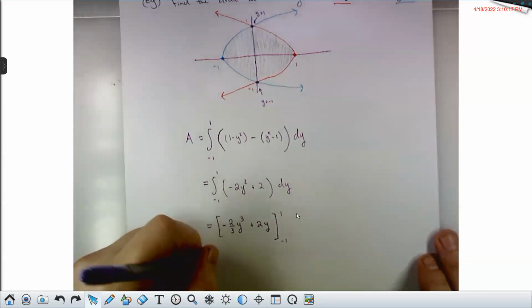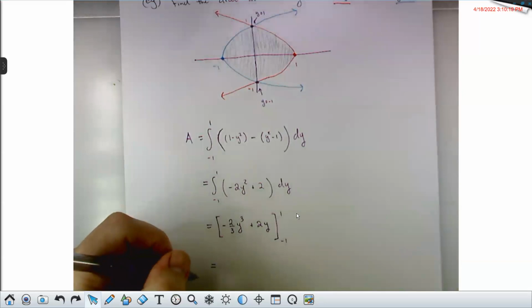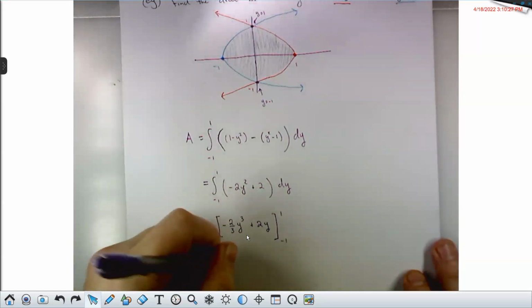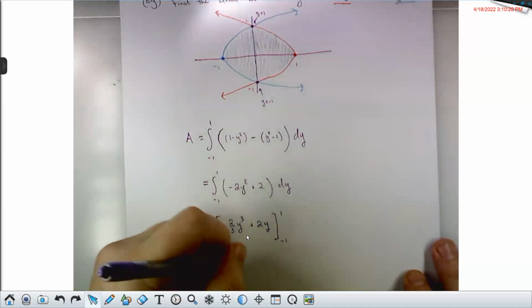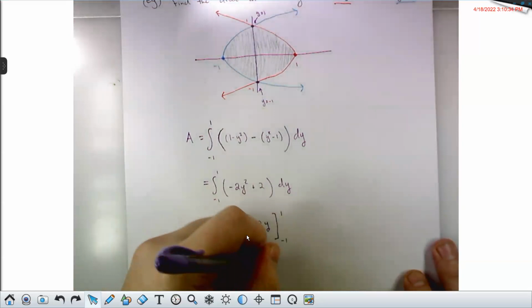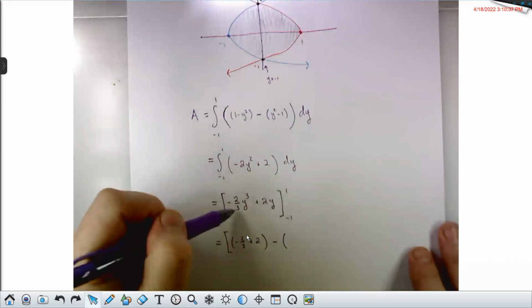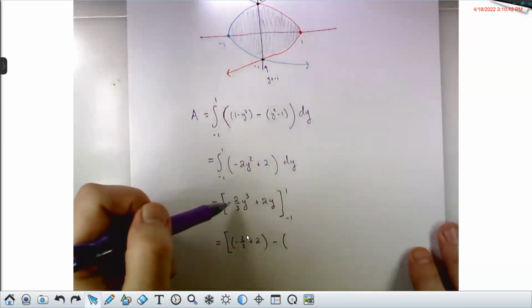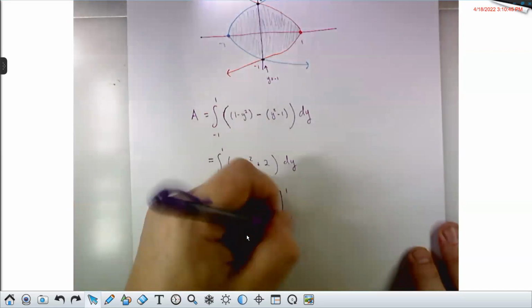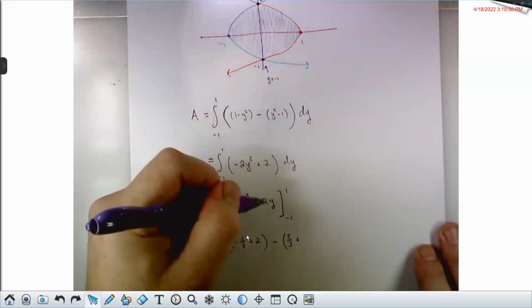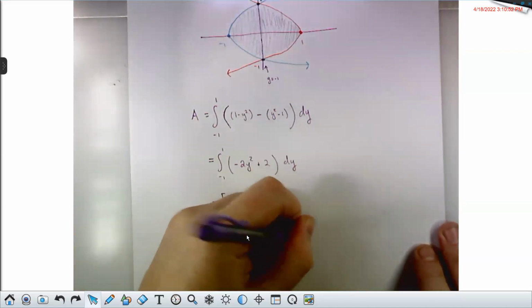At positive 1, I'll have -2/3 times 1 cubed. 1 cubed is 1, so this is just going to be -2/3, and then plus 2 times 1 is 2. Subtracting what we get at the lower bound, that's -2/3 times -1 cubed. -1 cubed is -1, so it's negative times negative makes +2/3. Plus 2 times -1, oh, I should have just written -2.